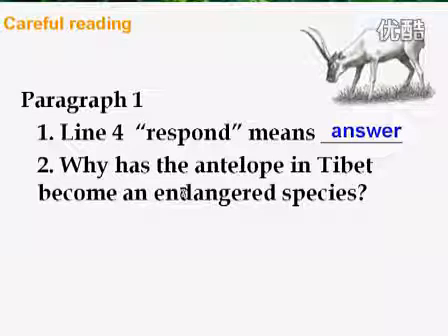Now, second one, why has antelope in Tibet become an endangered species? So think about it. 为什么在西藏的这个藏羚羊变成了濒危的物种？ Endangered species. Here, endangered is an adjective. An adjective used to modify species, the noun. 这是过去分词用作了形容词来修饰这个名词 species 濒危的物种。好，这个在原文当中也有提到。So what is it?